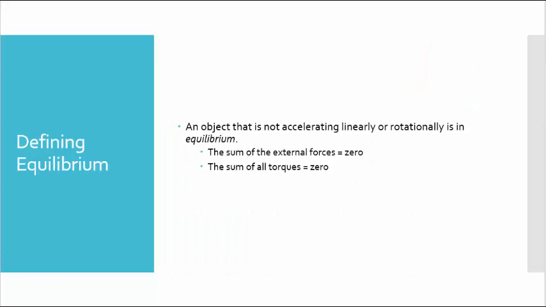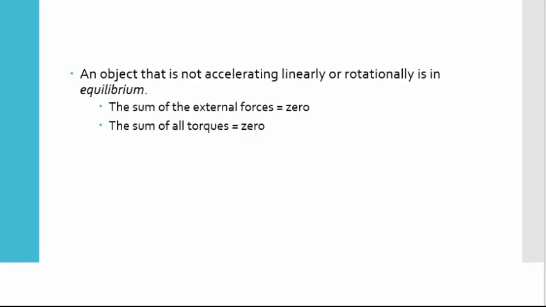Now let's talk about equilibrium. We've talked about balanced forces and now balanced torques, where they're equal on both sides of the pivot point. Now we're going to talk about equilibrium. Equilibrium is a condition where an object isn't accelerating either linearly due to unbalanced forces or rotationally due to unbalanced torques. So the sum of all the forces is zero and the sum of all the torques is zero.